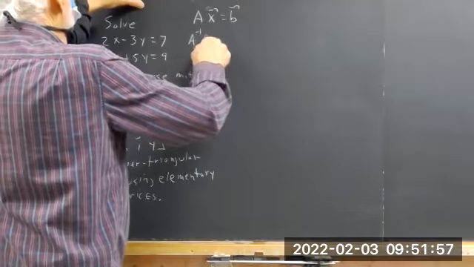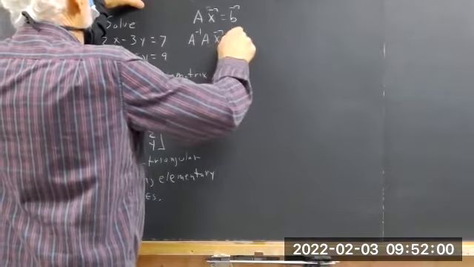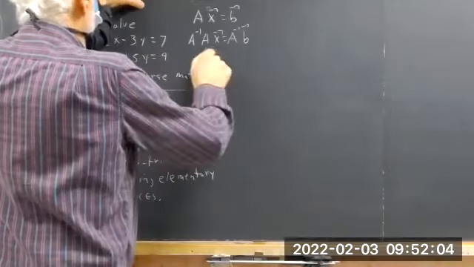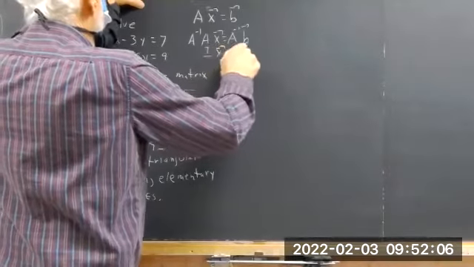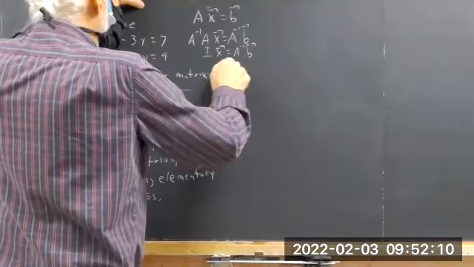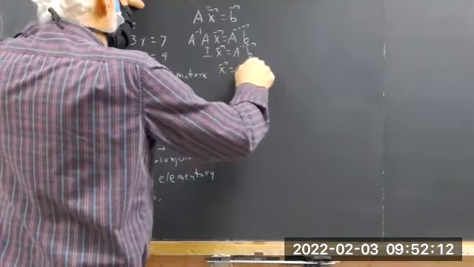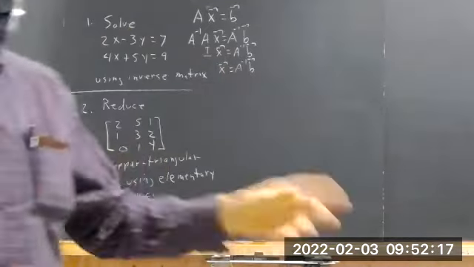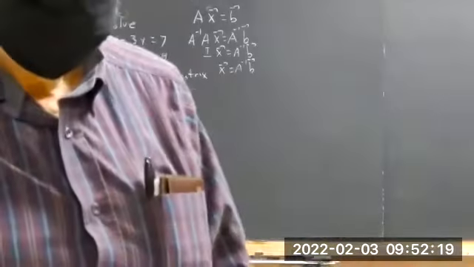Is you multiply, which gives you identity times x equals A inverse times B, which gives you x equals A inverse times B. Of course, we wrote that down last time. Make sure you understand the logic of that.